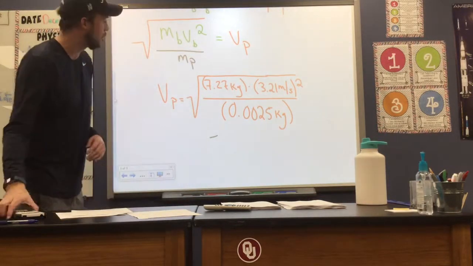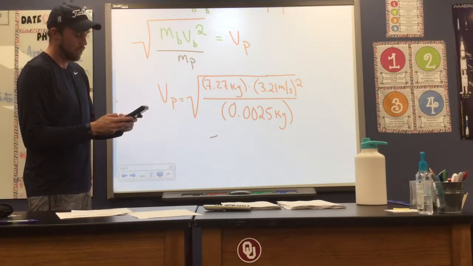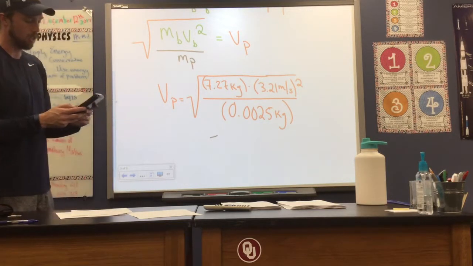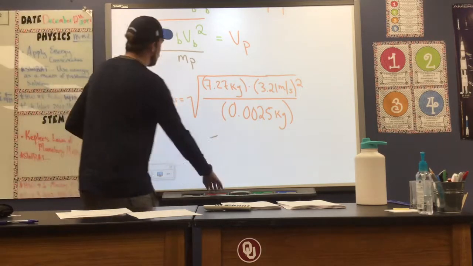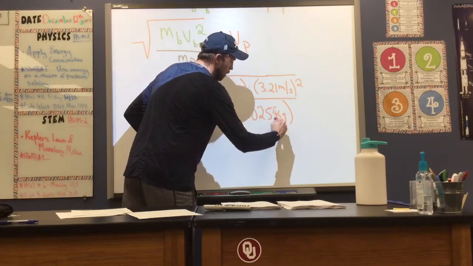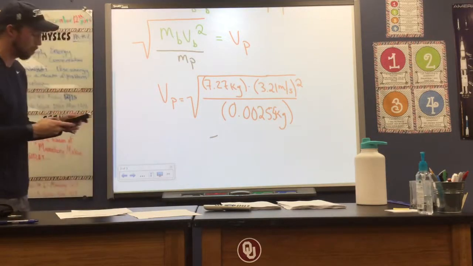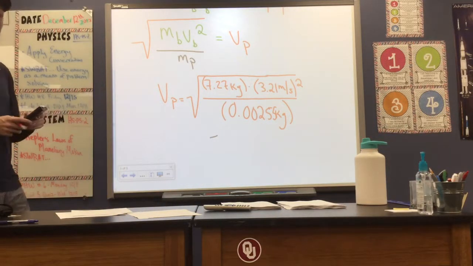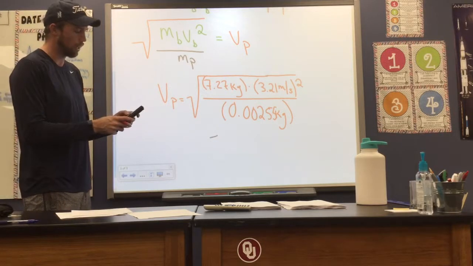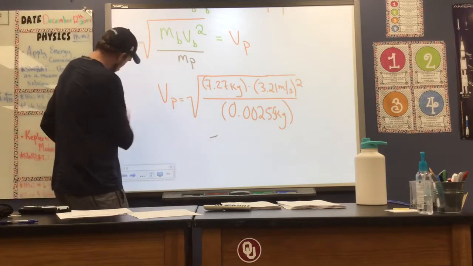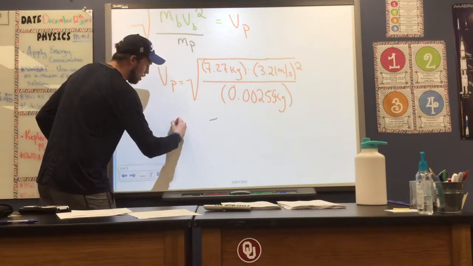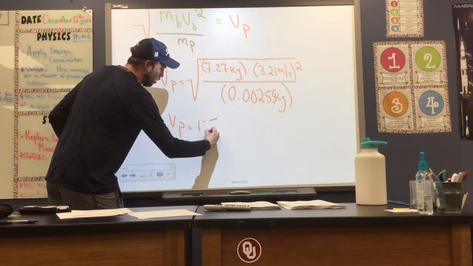So I'll go ahead and plug these values in. 7.27 times 3.21 squared divided by 0.00255. I'm sorry, there should be one more 5 there. My mass was 2.55 grams for the ping pong ball. So that's going to be a very high number, and I won't forget to take the square root of that very high number.